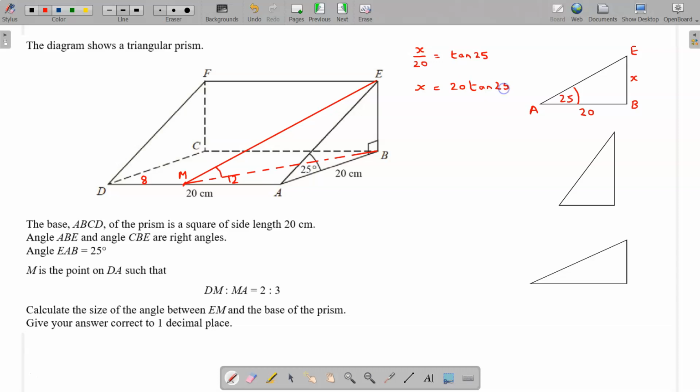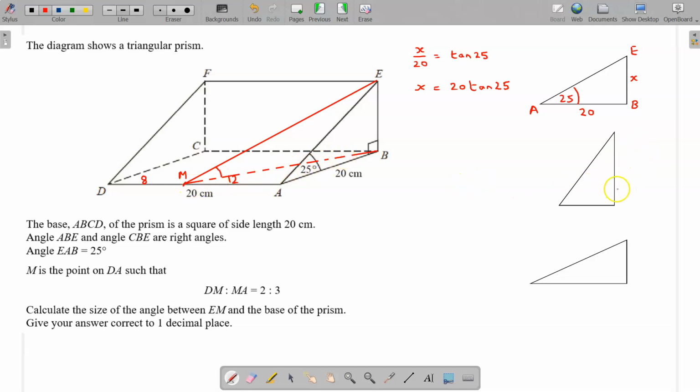Okay, I could find out what that length is by putting it on the calculator, but I don't need to know. I just need to know it's 20 tan 25. So that's the height here, EB, and I'm going to need that when I come to work out this angle here. Now, I need to know something else about this triangle here, MEB, and I'm going to work out the length across the floor there, from M to B.